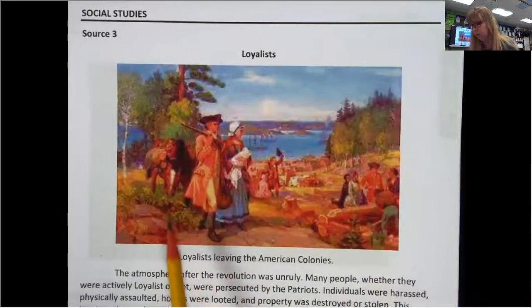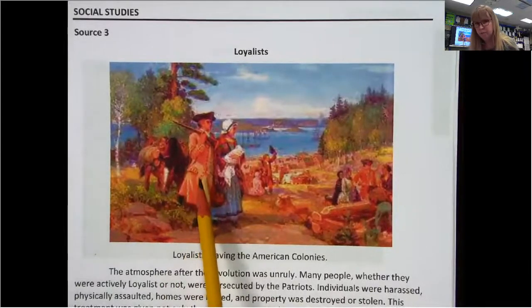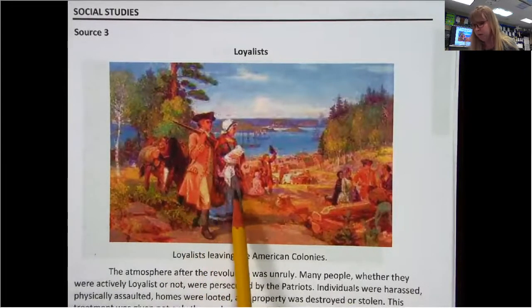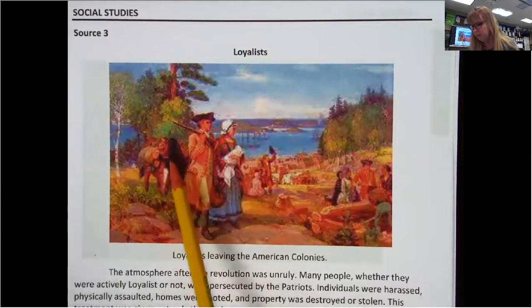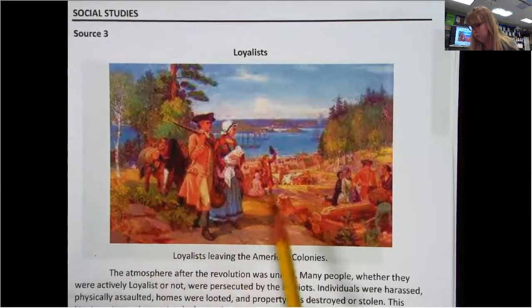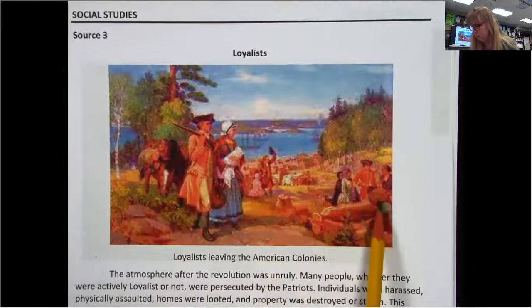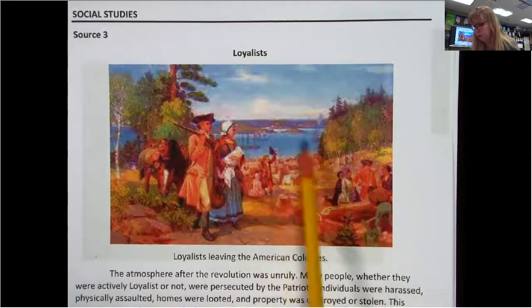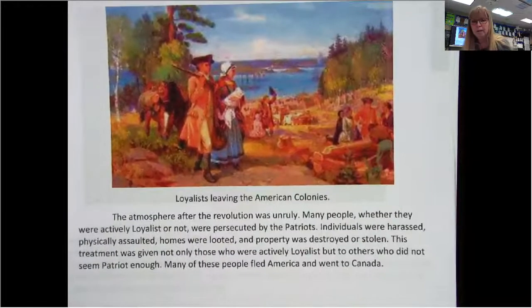Okay, here's a picture of Loyalists. Here's a gentleman, and I'm assuming his wife and their baby. Looks like a Native American maybe packing up a horse, and other people traveling. Some kind of big body of water. Loyalists leaving the American colonies.